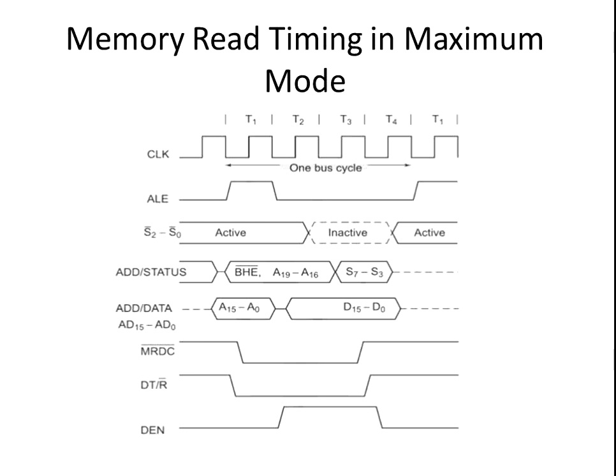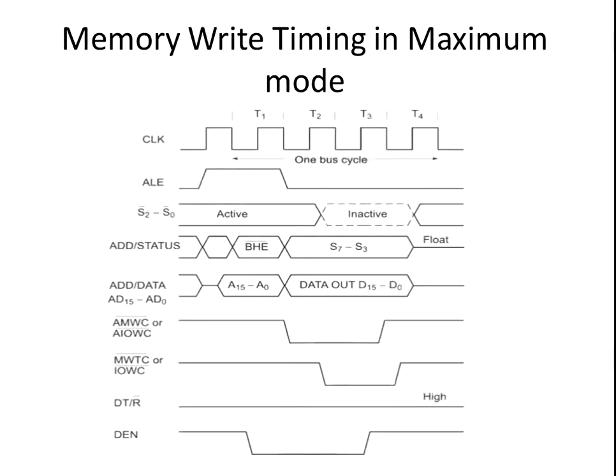The memory read command is active low, so it will be activated from the middle of T1 till the end of T3. Remaining all are the same. Then we can see the write timing diagram in maximum mode. It is also the same as minimum mode. The only difference is that the status signals are active, and then we can see the input output write command and memory write command. So that will be here.